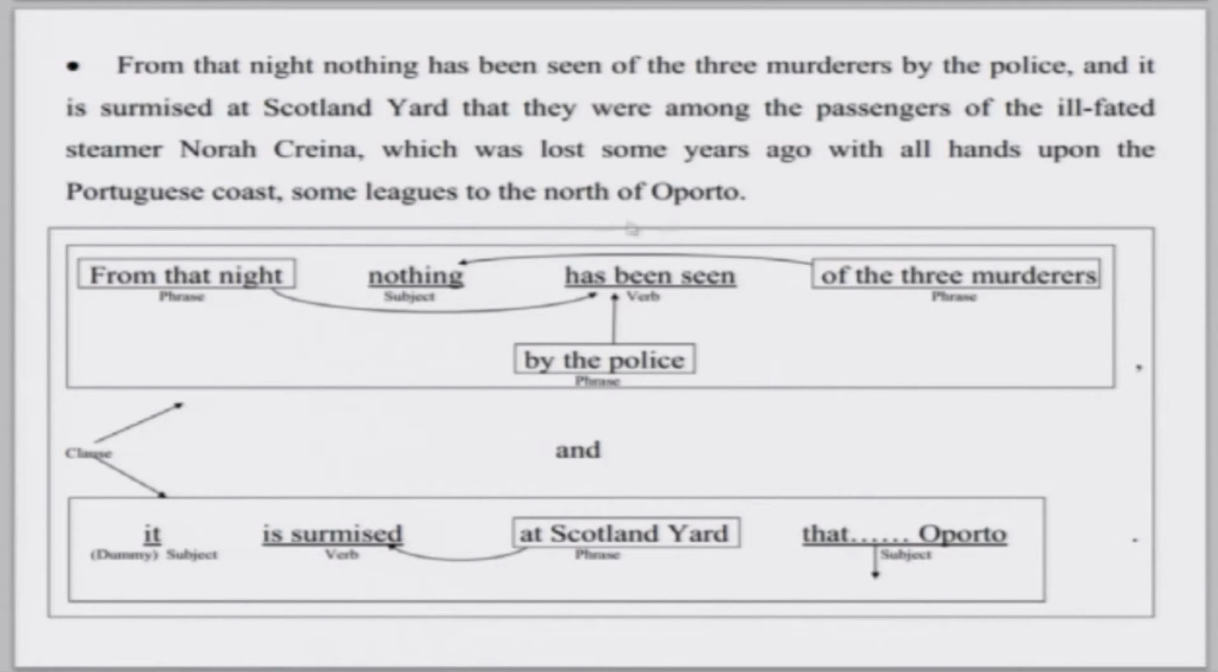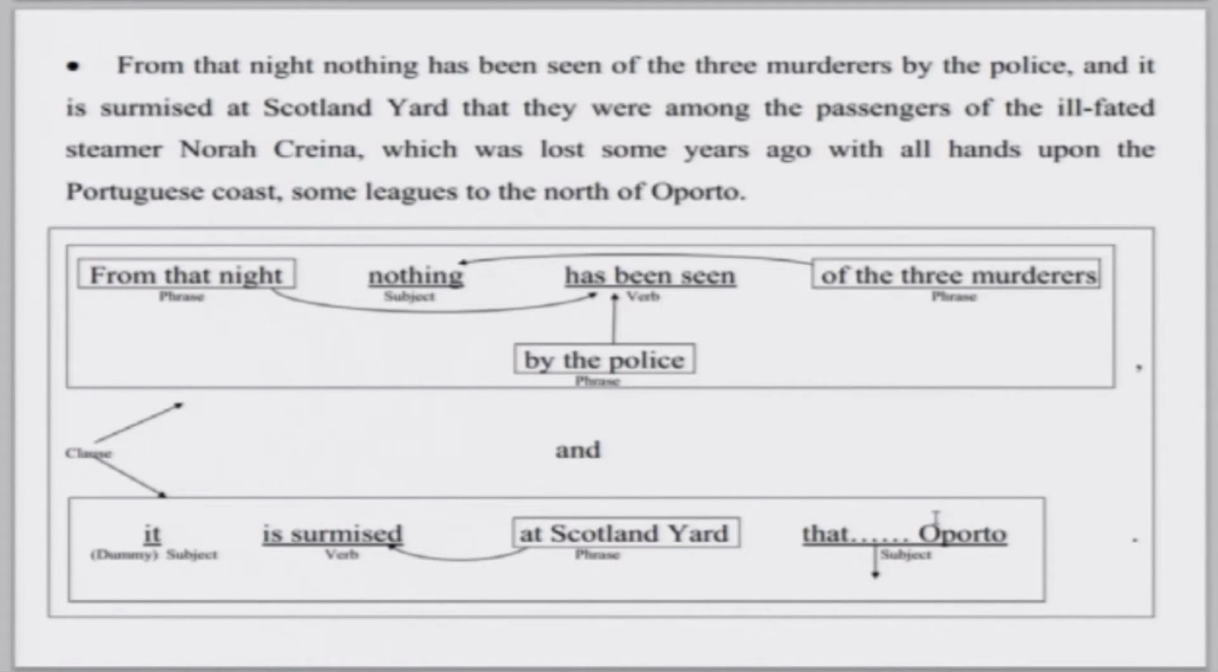Nothing, qualified by "of the three murderers," elaborated. Okay. So this much is the subject: nothing of the three murderers. The verb is "has been seen," and two adverb phrases qualify this: "by the police" and "from that night." Simple. And it is surmised that, etc.